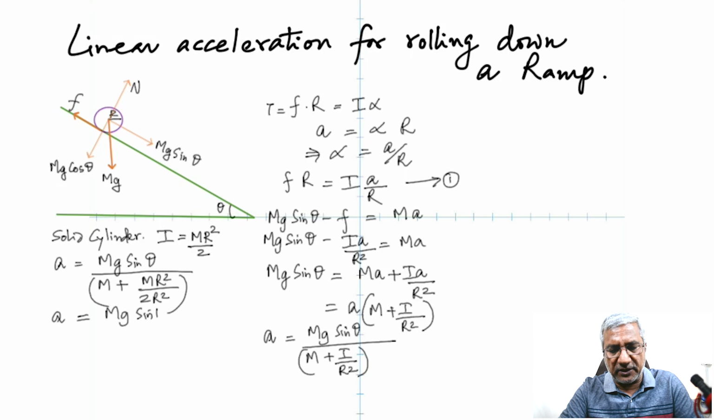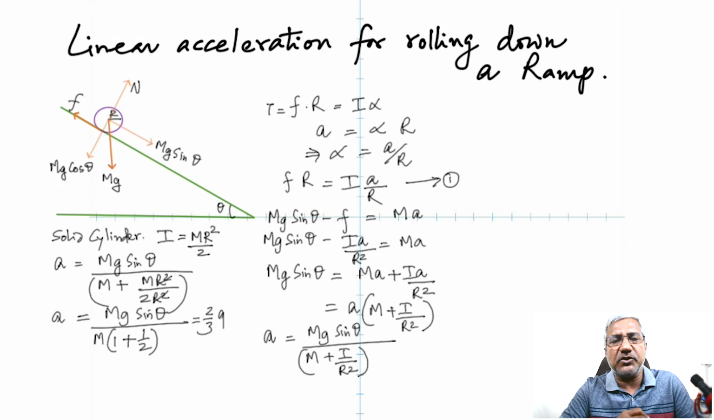And we get a equals mg sine theta divided by m times, I've taken out the mass before cancelling it out. I could have cancelled it out. 1 plus half, because you only have half there since we took the mass outside. That will give us 2 by 3 g sine theta.